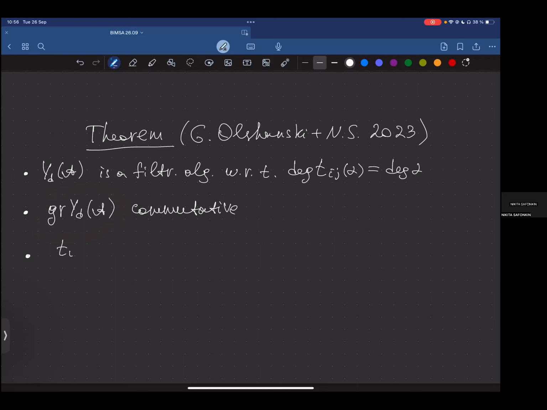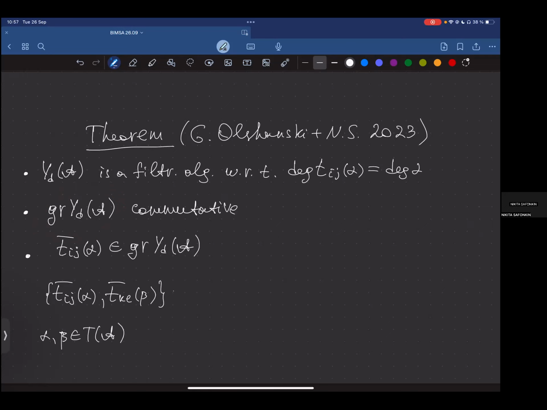So let T_ij of alpha be the corresponding element of the associated graded algebra. And we take the Poisson bracket of these two, where alpha and beta are some elements of the free algebra. Then we should do as follows. Let me put it in this way.